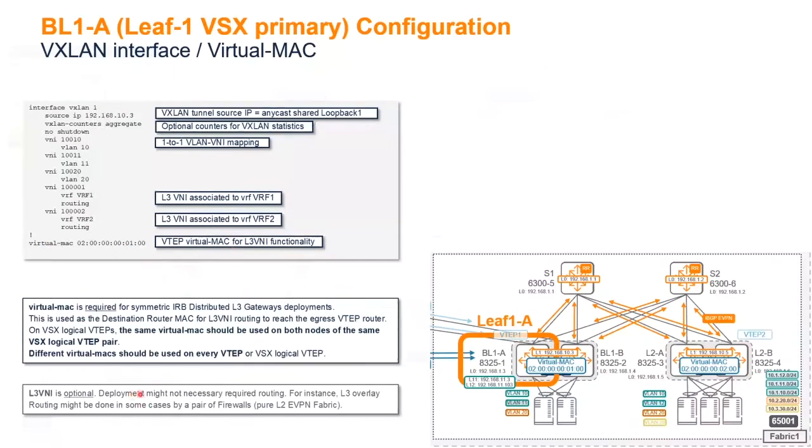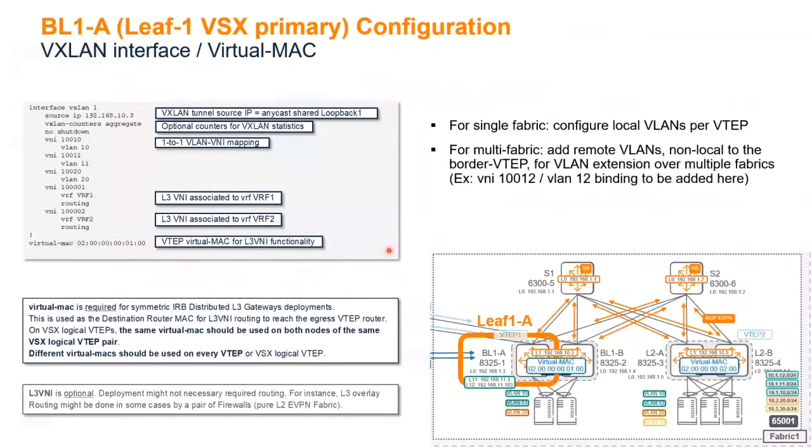So routing is optional. You may not use L3 VNI in your setup, but if this is used, that virtual MAC is extremely important. It must be the same on the primary and secondary of the same VSX cluster. However, it must be different for any other VTEP. So for a single fabric, you configure your local VLAN in that VXLAN interface. However, for multi-fabric, think about this: if you stretch a VLAN, you need to add the remote VLAN, non-local to the border.